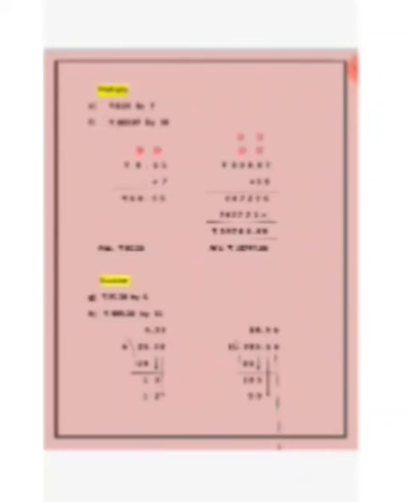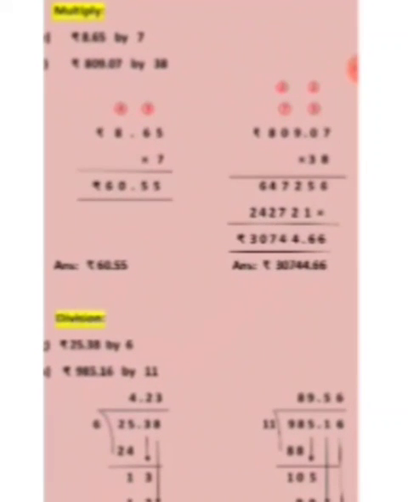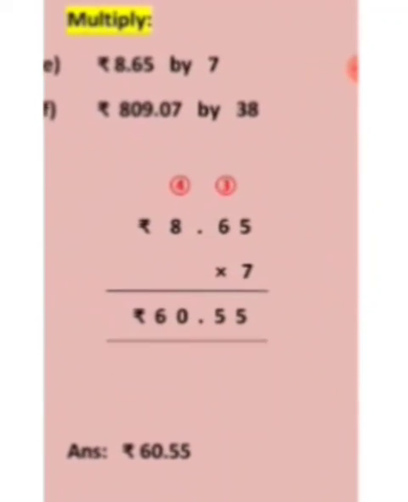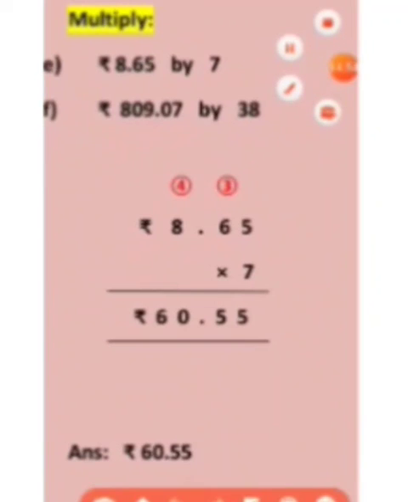Now look at the next part, that is multiplication. Multiplication of money. Multiply rupees 8.65 by 7. If you do this multiplication, this is very easy one. Actually, at the beginning, just ignore decimal. Just ignore decimal and do simple multiplication of the whole numbers.